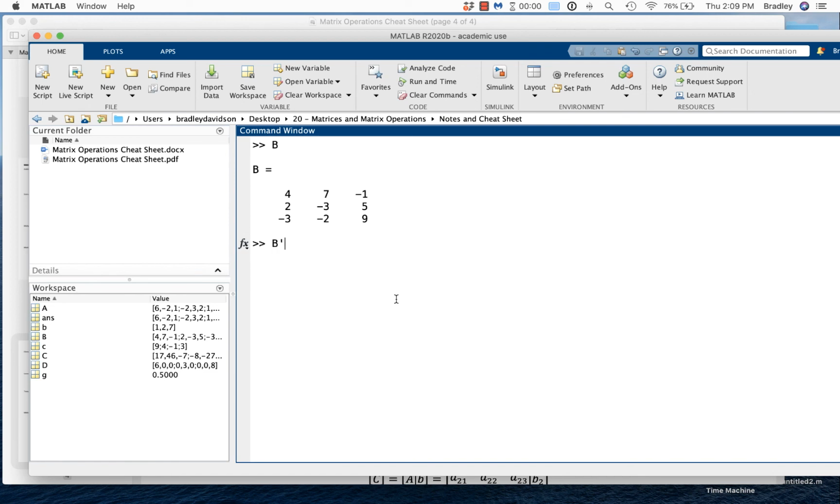Let's look at B, and let's do the transpose of it. So we have allowed our diagonal to be the same. B, 4, -3, and 9, and 7, which was in the 1, 2 position, is now in the 2, 1 position. -2, which was in the 3, 2 position, is now in the 2, 3 position, and -1, which was in the 1, 3 position, is now in the 3, 1 position. So we've essentially flipped this matrix across its diagonal.